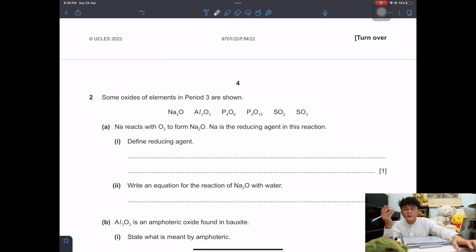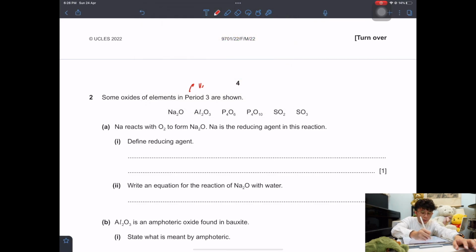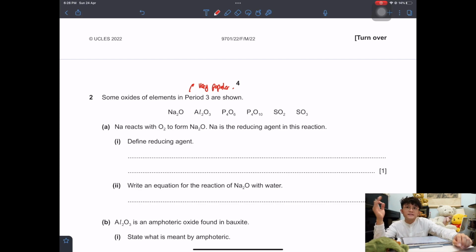For chapter 2, question 2, we are talking about period 3. Guys, if you are doing your recap, remember that there are a few chapters that you must know. Period 3 is one of them. It is very popular. I believe they will repeat some of the questions in your May June series. So please go and do some recap about period 3. At the same time, please do some recap about halogens as well. It's very, very important. Right now, Na2O, Al2O3, P4O10 and so on.